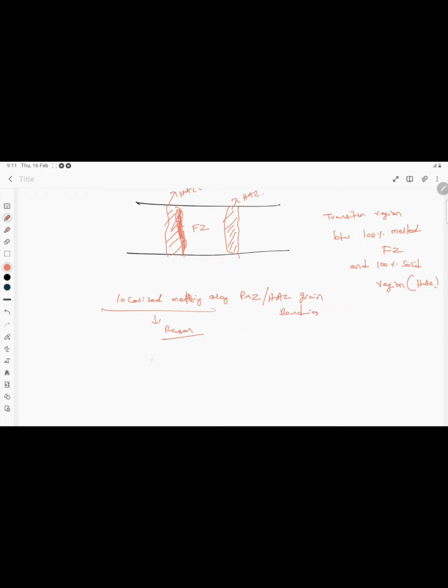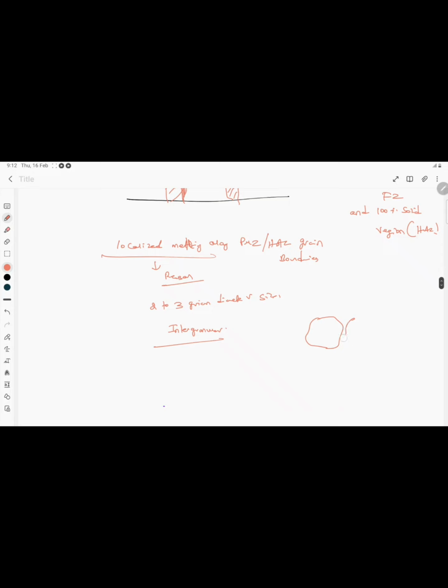The size of the crack will usually be 2 to 3 grain diameters, and it usually extends into the HAZ. So if you see any crack near the partially melted zone, and it is extending inside the HAZ, then we can understand that it is a liquation crack, and it is usually intergranular. Intergranular, we know: we have a lot of grains in the material, so this crack will propagate along the grain boundaries. That's why we call it intergranular.